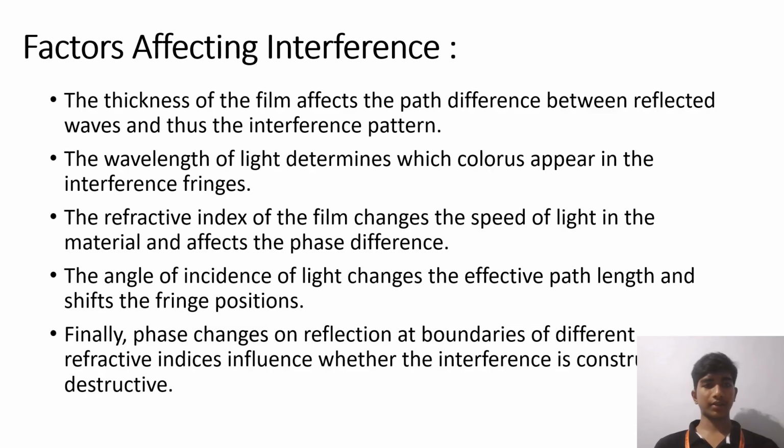Let us see the factors affecting interference. The thickness of the film affects the path difference between reflected waves and thus the interference pattern. The wavelength of light determines which colors appear in the interference fringes. The refractive index of the film changes the speed of light in the material and affects the phase difference.